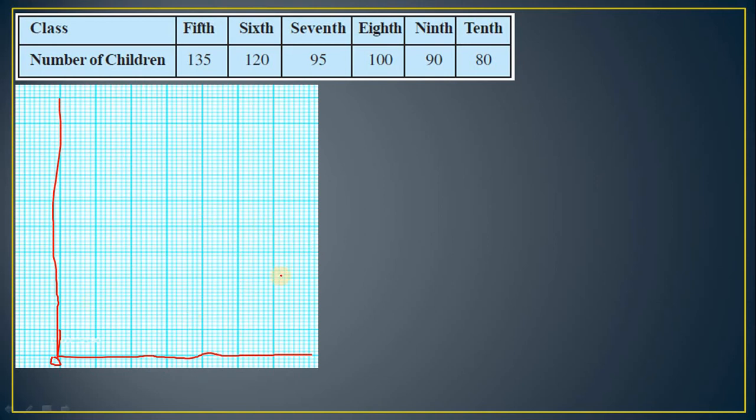So if you write 20 here, suppose, then the next value will be 40. That should be uniformly done. In this way it will be 60, 80, 100, 120, 140. So a difference of 20 is good, and here you should represent the bars like that. So here the first one is the fifth class. You should specify the class. In short I am writing F.